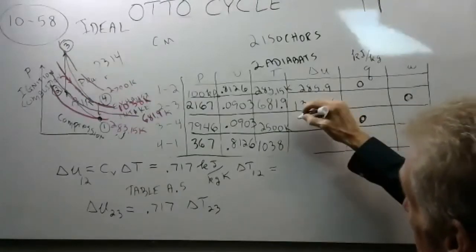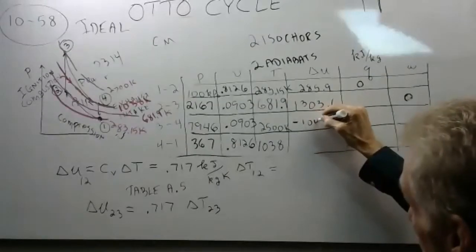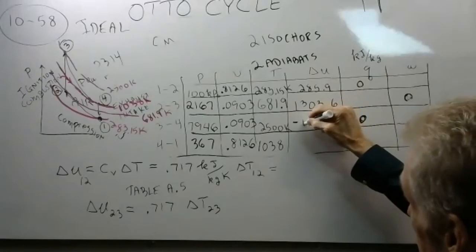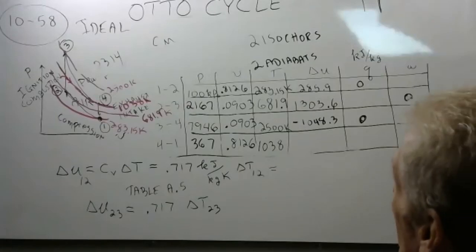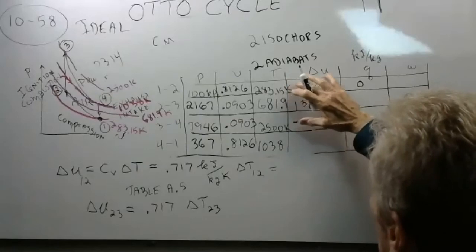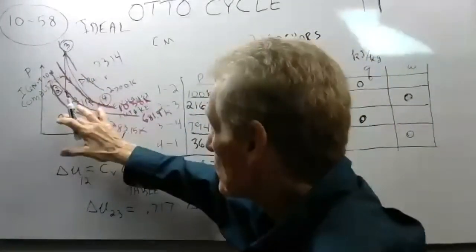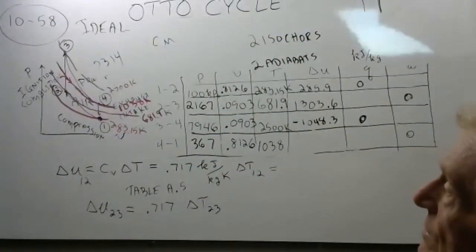Hey, I got a minus. Anybody get a minus 1048? Maybe 0.3? How come it's minus? Uh-huh. Hey, there you go. I heard an uh-huh. How come the change in specific internal energy is minus going from 3 to 4? I wonder why that is. Why is it negative?